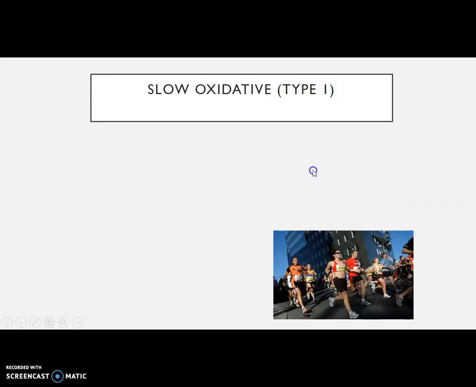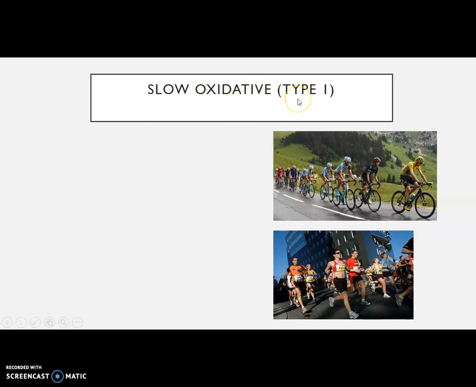So first one, slow oxidative or type 1. You only need to know it as type 1. You don't need to remember slow oxidative, but if you do, brilliant. So we're going to start at this one. Let's say this is the first muscle fibre we're going to look at.